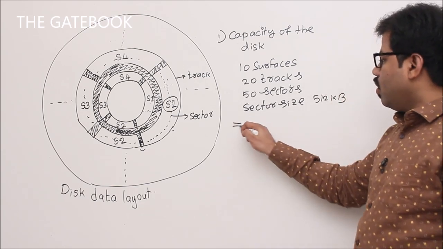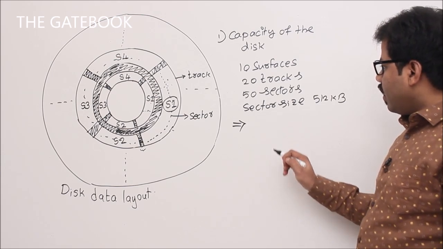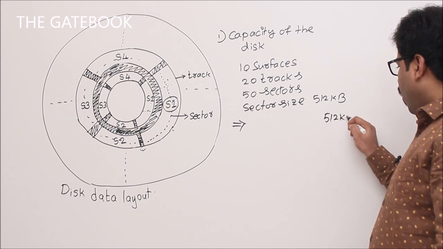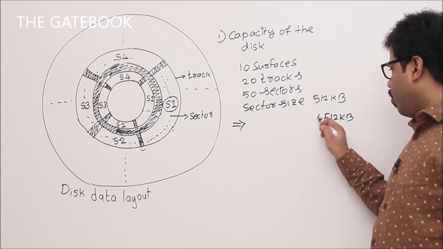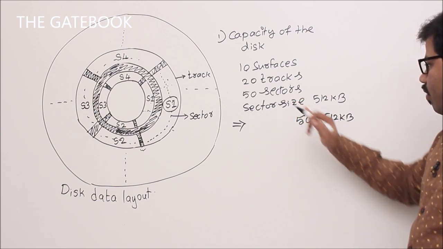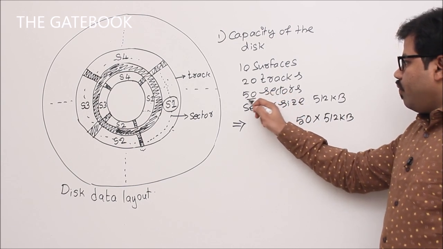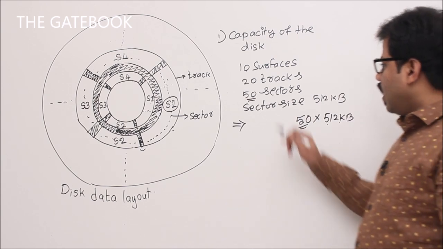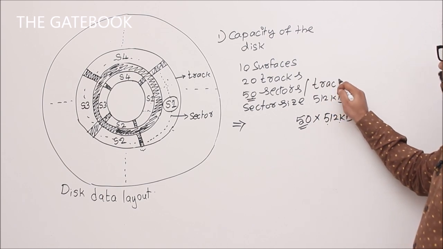Very simple. First we see the number of surfaces, 10. First we calculate the size of the sector. What is the size of the sector? 512 kb. If you have only one sector, then the size is 512 kb, but we have multiple sectors. How many? 50 sectors. That's why the size will be a multiple of 50, so 50 into 512 kb. That means in 50 sectors we can store 50 into 512 kb of data. We know there are 50 sectors per track, as clearly mentioned.